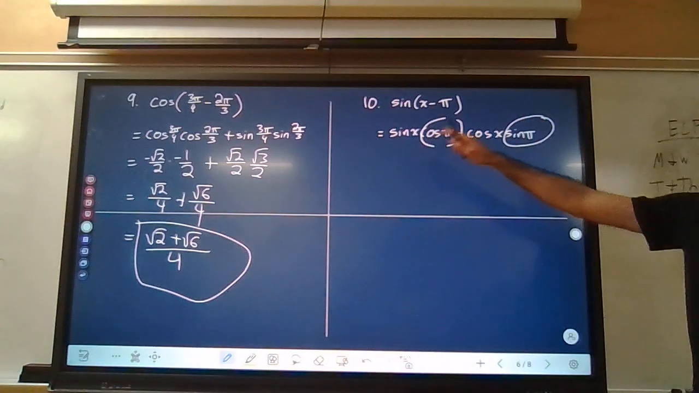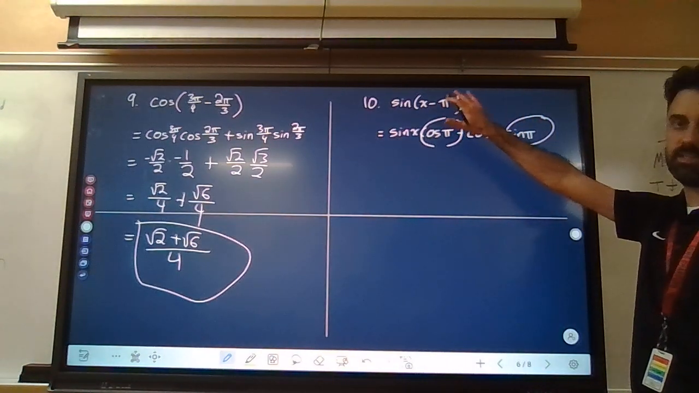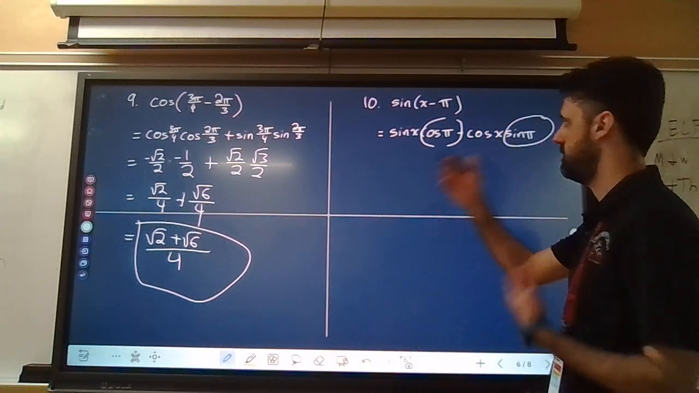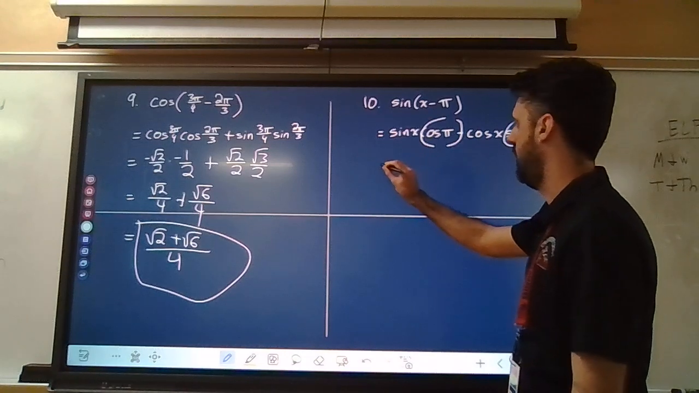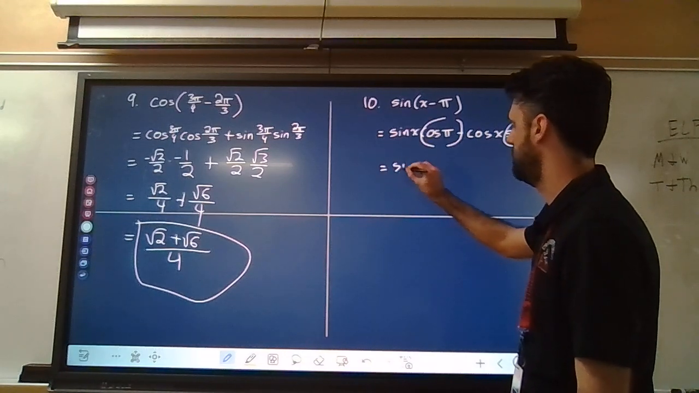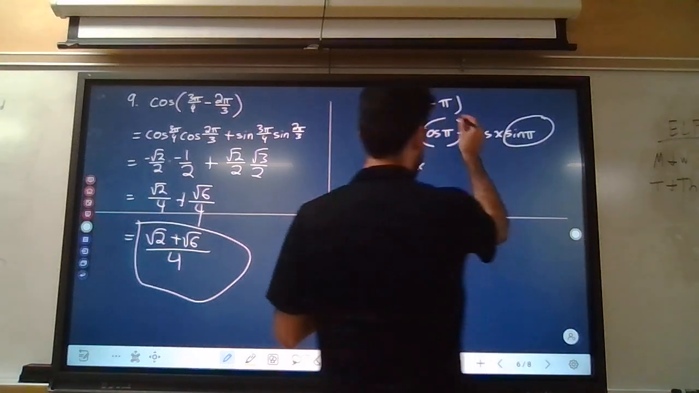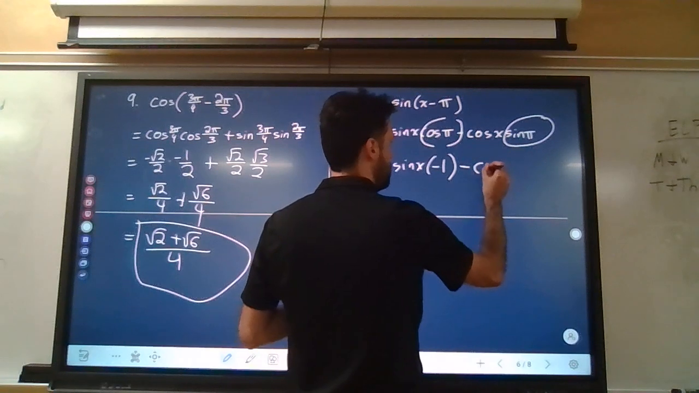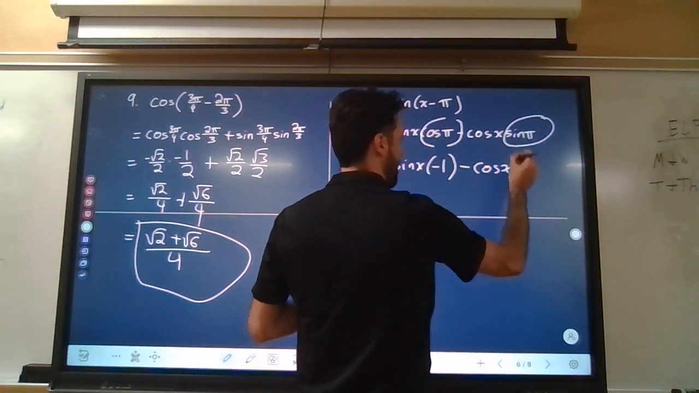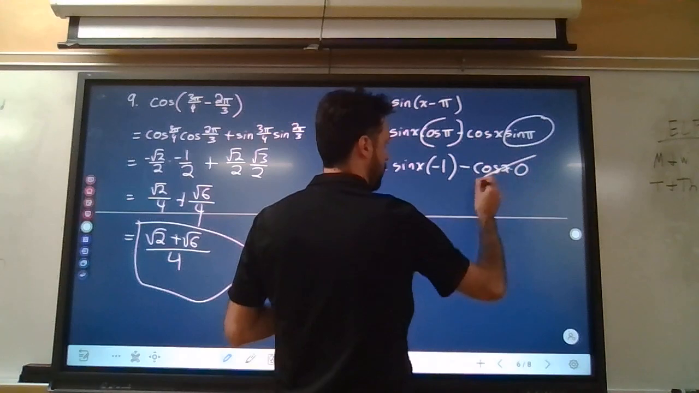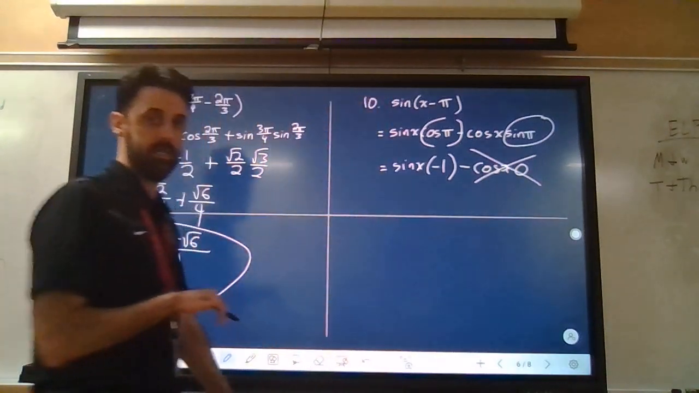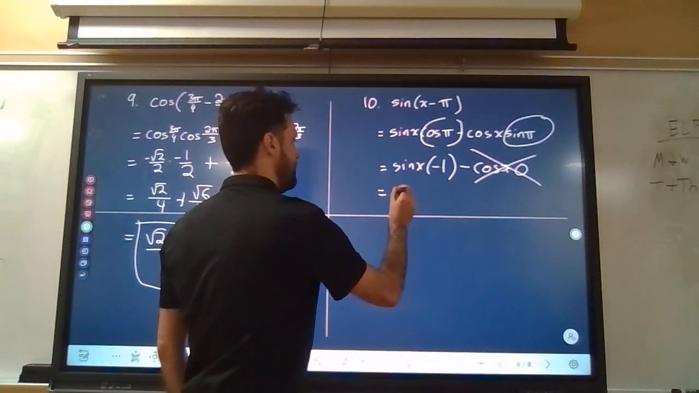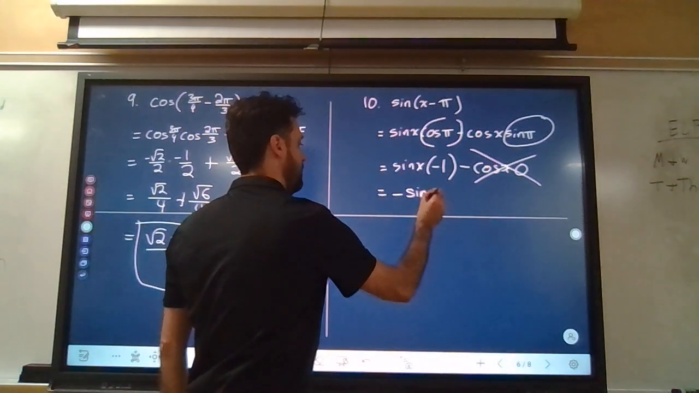And so it's going to give us a much nicer answer if the original problem was like this, which again is how it will be on the quiz. Pi or pi over 2, 3 pi over 2, 0, something like that. So this is going to give me sine of x times the x coordinate at pi, which is negative 1. Then we have a minus the cosine of x, and the sine of pi is 0. So multiplying by 0 is going to wipe all of that out right there. 0 times anything is 0. Here I've got sine of x times negative 1, which is going to give us negative sine of x.